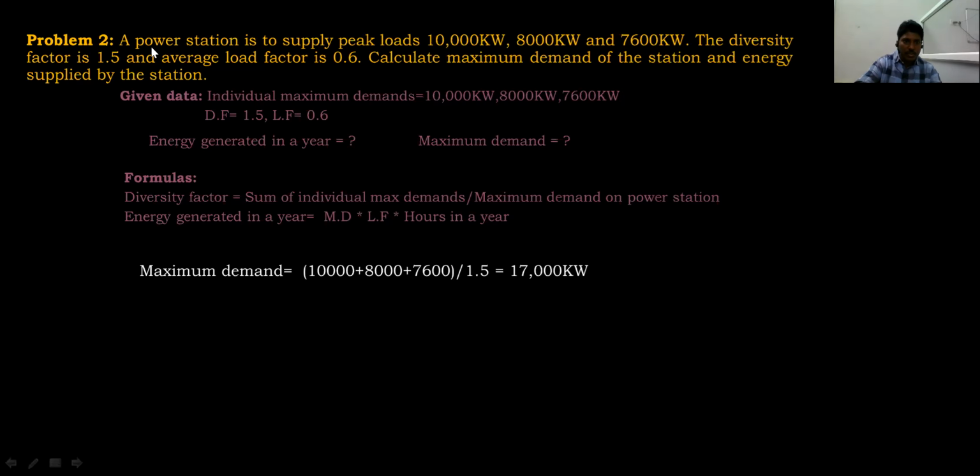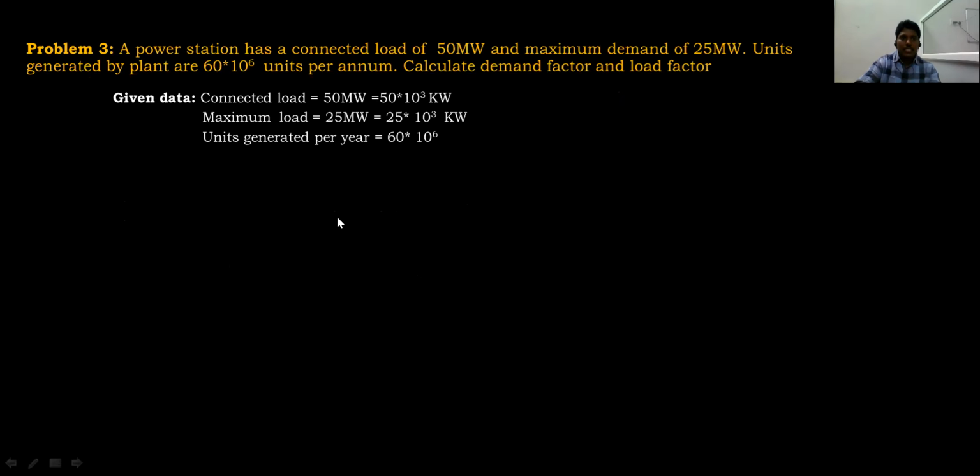In the next line, what is asked is the energy supplied by the station. Energy supplied by the station is equal to the maximum demand, which we already derived from the previous formula, into the load factor, already given in the data, and the hours in a year. Hours in a year are 8760, as we know from the previous problem. So finally, the energy generated in a year is these many kilowatt hours. Kilowatt hour is nothing but a unit. Well, we move on to the next problem.